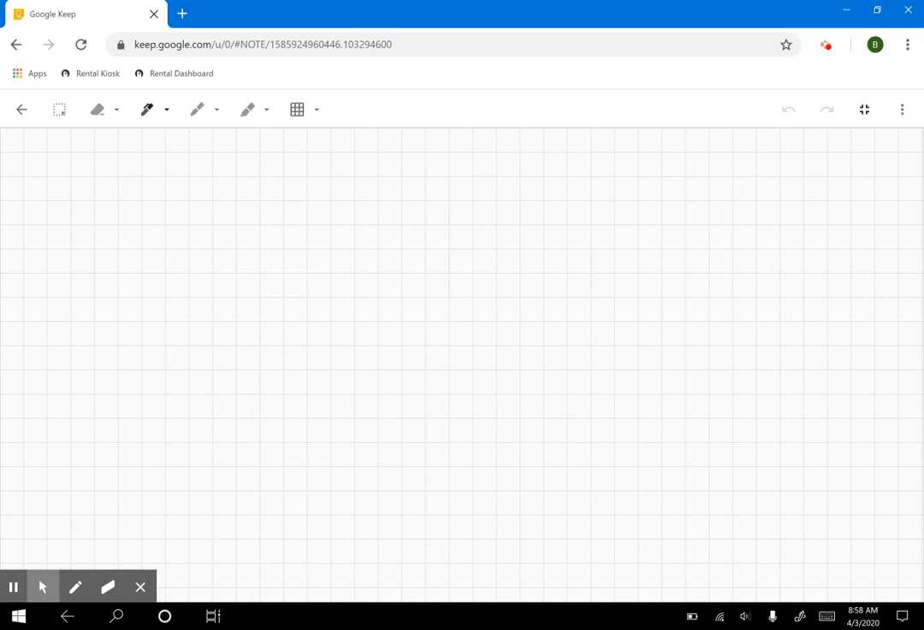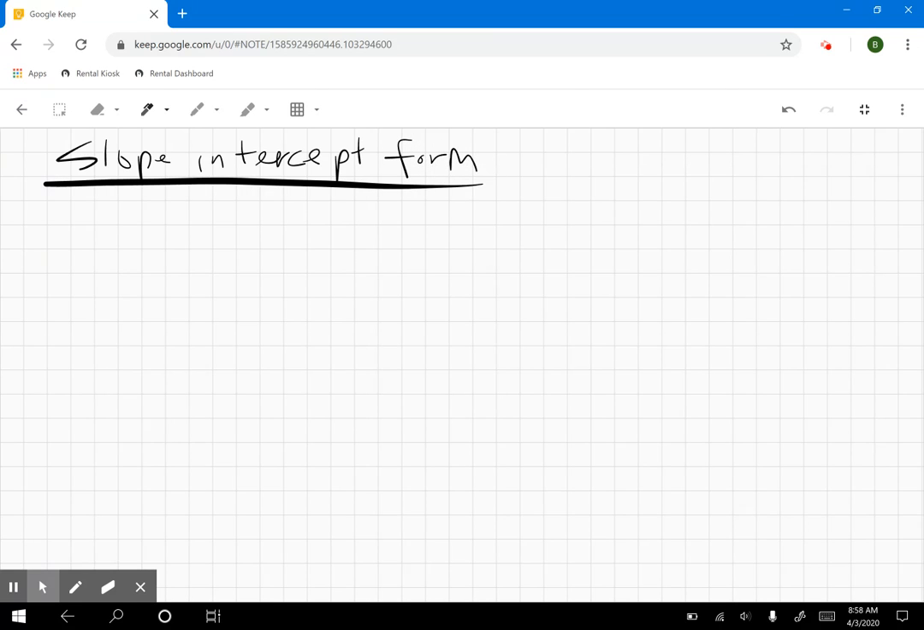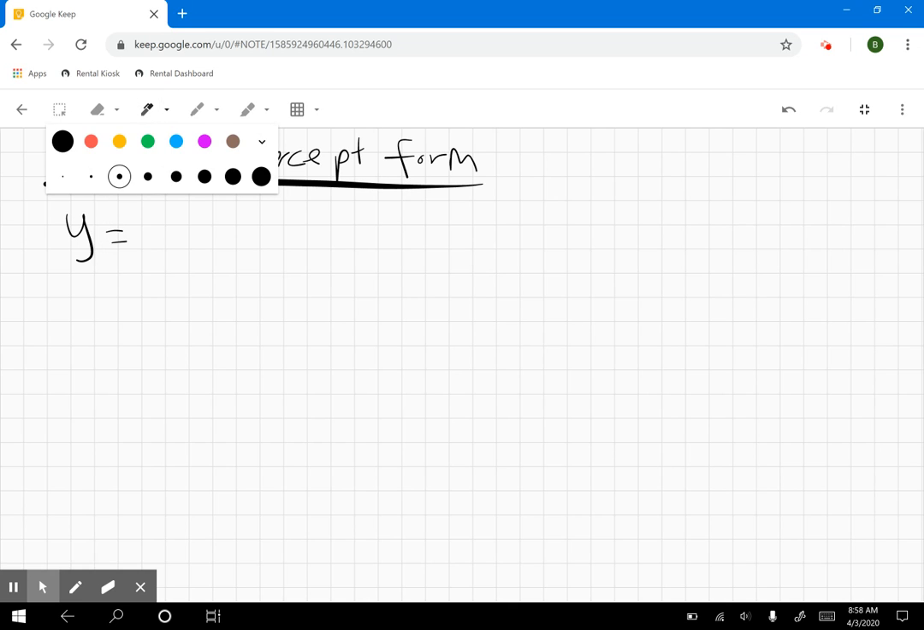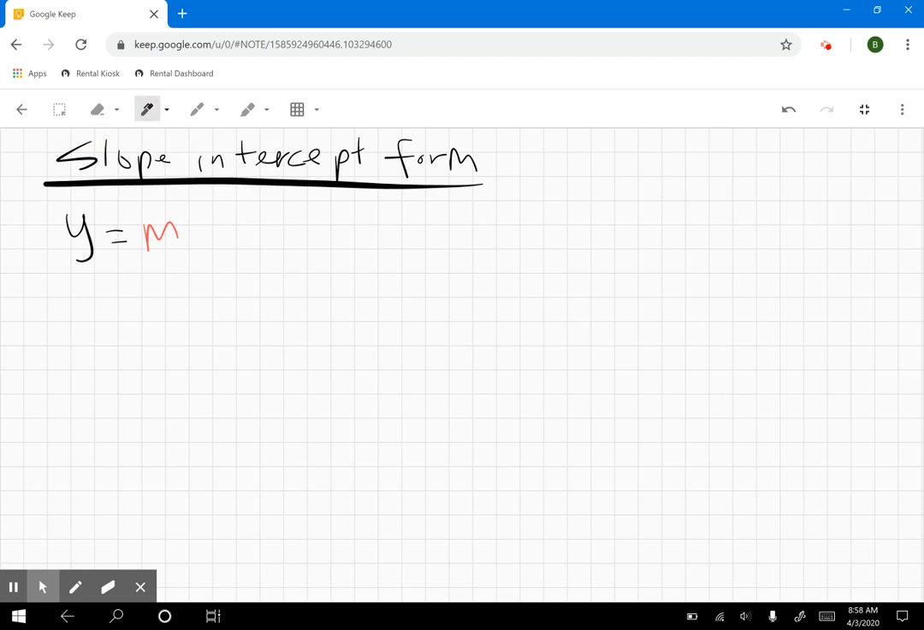So slope-intercept form, let me just write this out for you. Slope-intercept form. Okay, it's going to look like so. We'll have our y equals mx plus b. Now let's go over the key parts of this equation.